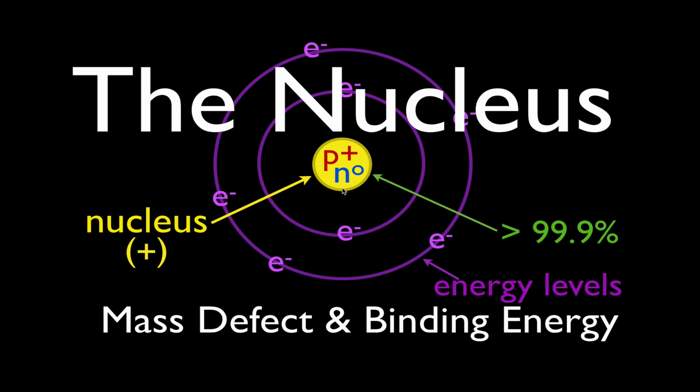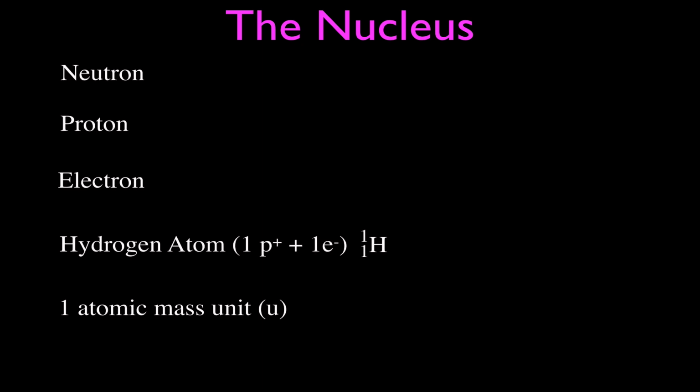We're going to go over some information for all of these things, and then we're going to talk about an example for mass defect and binding energy. Now, when we consider the nucleus, and really the whole atom, we have to talk about the neutron, the proton, the electron, the hydrogen atom, and the unified atomic mass unit. We're going to talk about all these things in terms of their mass in kilograms, their mass in unified atomic mass units, with the symbol u, and their energy equivalents in mega electron volts.